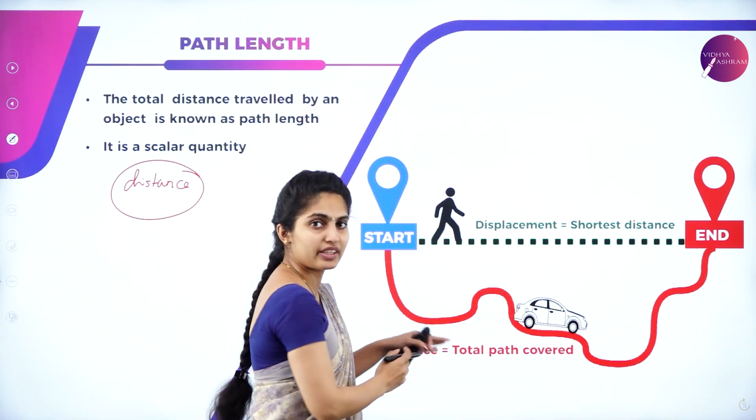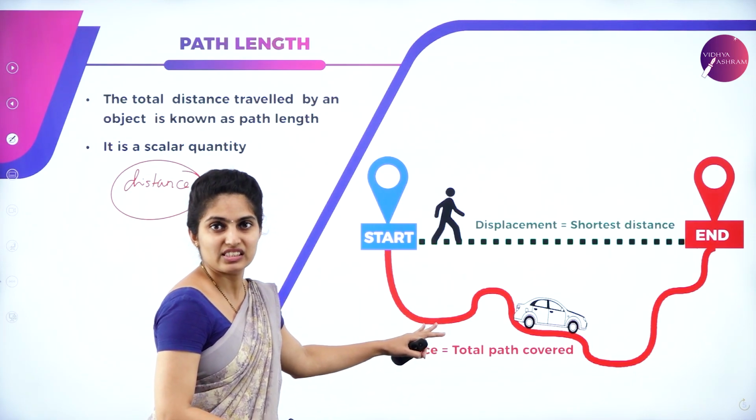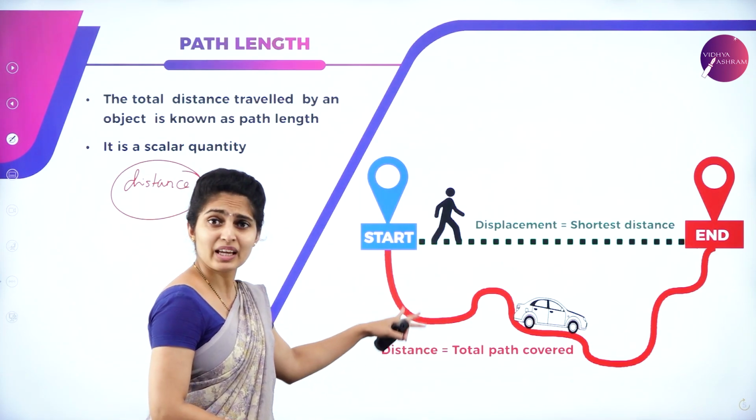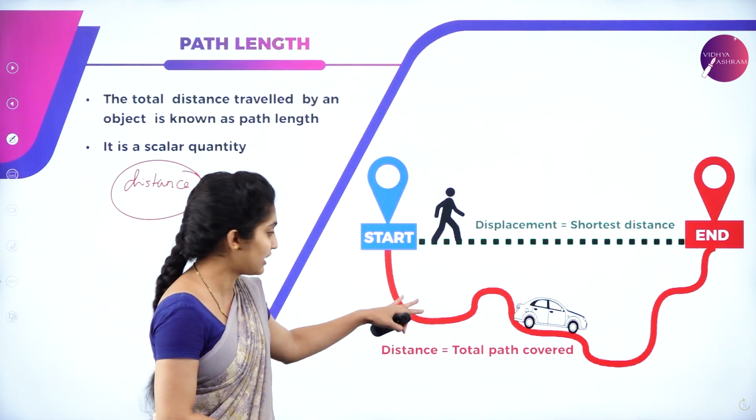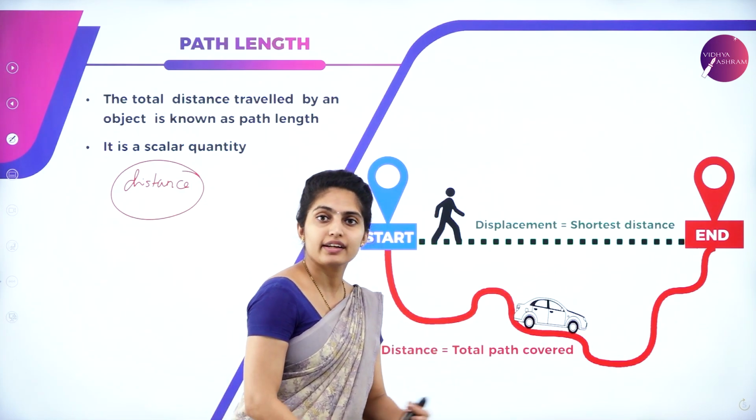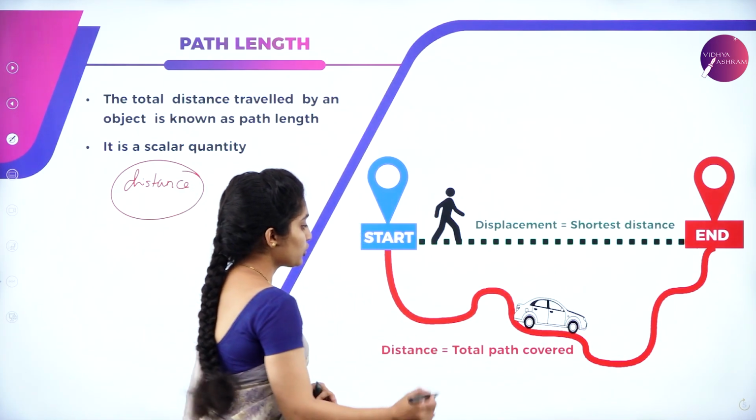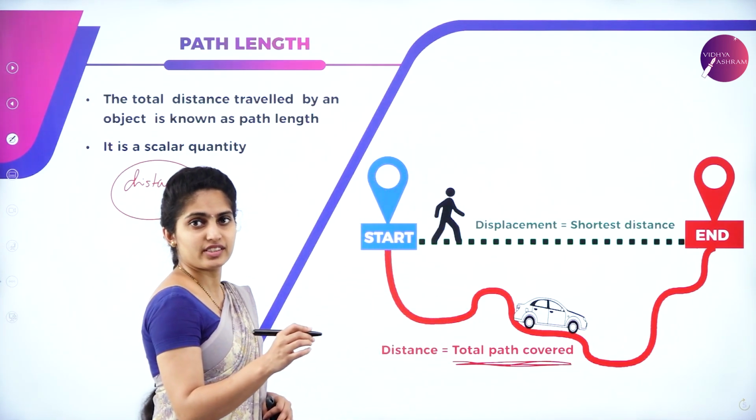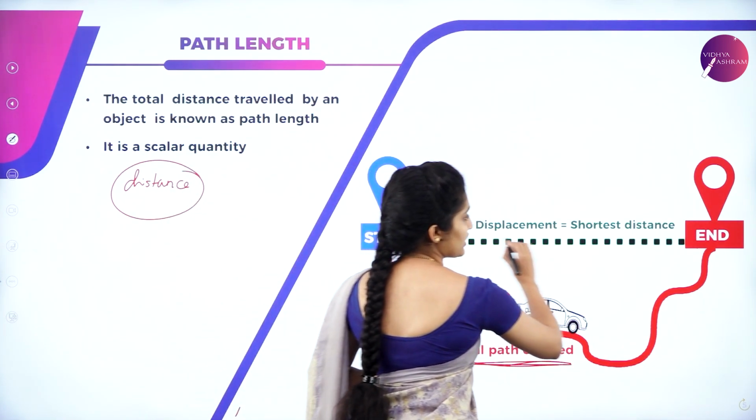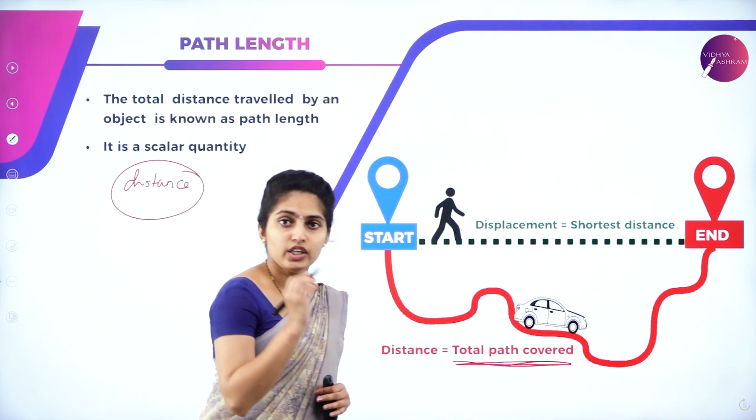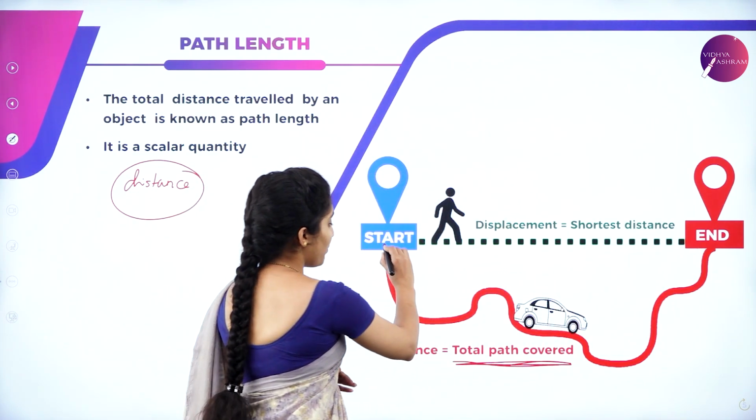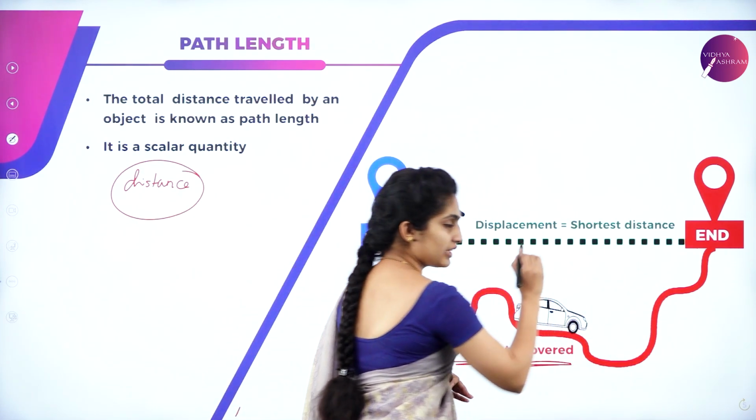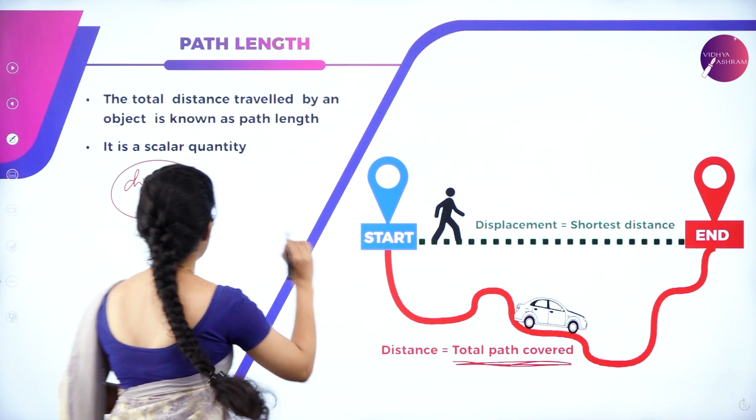So the distance it takes is a long distance and the time taken is also higher. The time consumption is more in this case, if you follow the red path over here. So this is the total path covered. If you want the shortest distance, it is from start straight to end. Whenever the path followed is taken into account, then it is called distance.